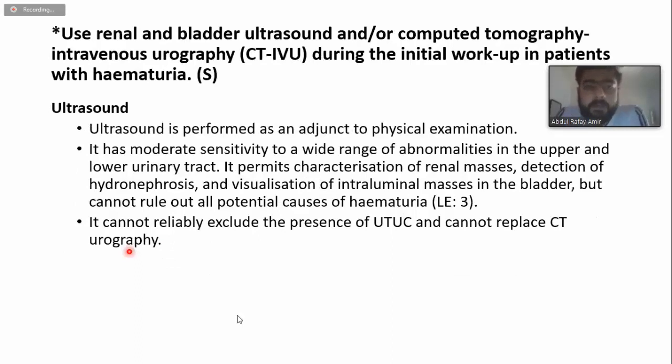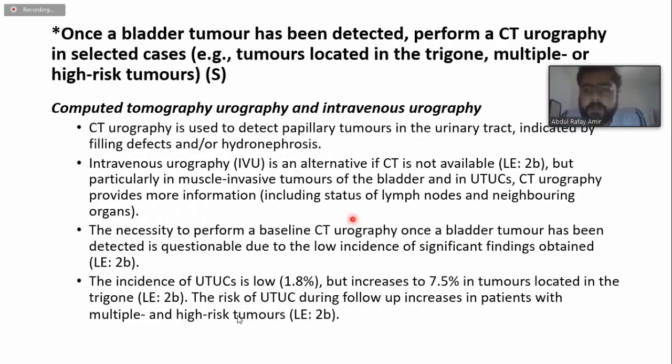Use renal and bladder ultrasound and CT during the initial workup in the patients of hematuria. So ultrasound is an adjuvant to physical examination. It has moderate sensitivity to a wide range of abnormalities in the rule out of all the causes of hematuria. So it cannot reliably exclude the presence of upper tract urothelial carcinomas and cannot be replaced by a CT urograph in this context. Once a bladder tumor has been detected, perform a CT urograph in selected cases. That is, a tumor is located in the trigone, it's multiple or a high-risk tumor.